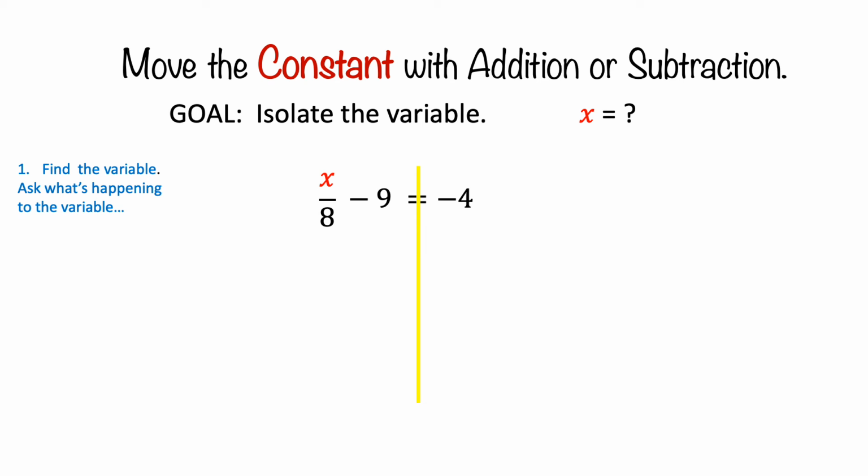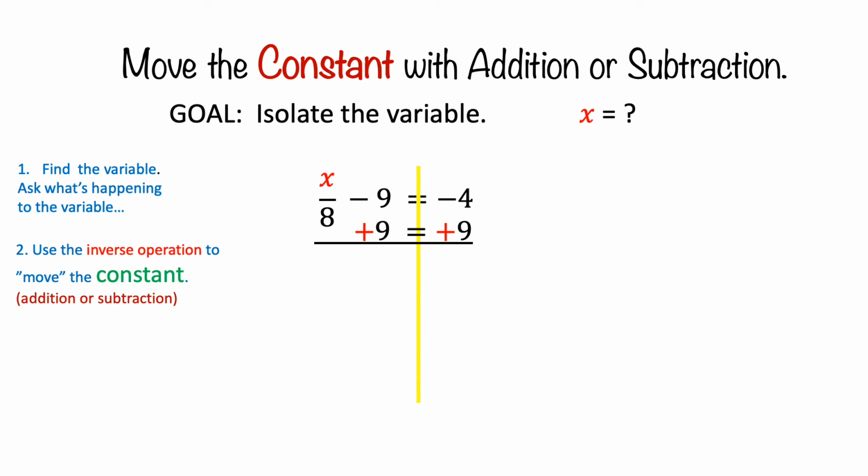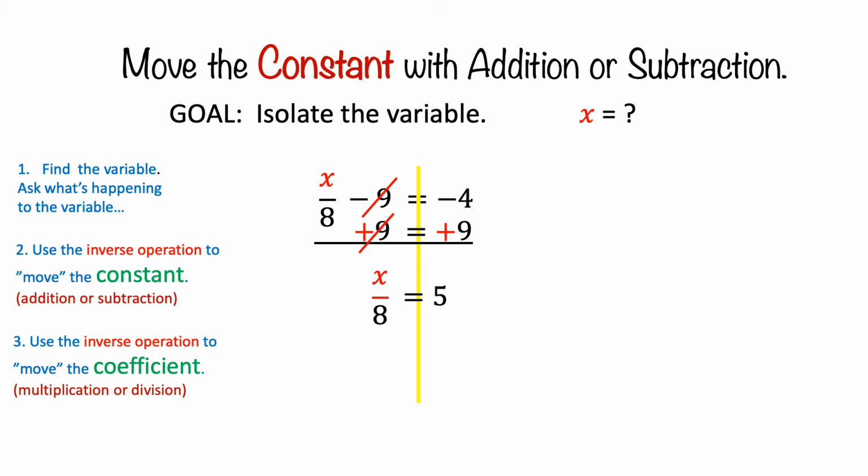In this example, first we're going to move the constant, so we add 9 to both sides. X over 8 equals 5. Now we move the coefficient. We're going to multiply by 8. Because x is being divided by 8, we use the opposite operation of multiplication and multiply by 8 on both sides. So the 8's cancel out, and x equals 40.